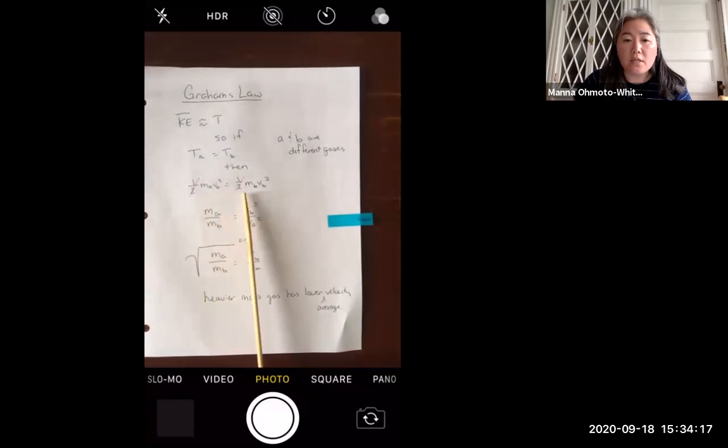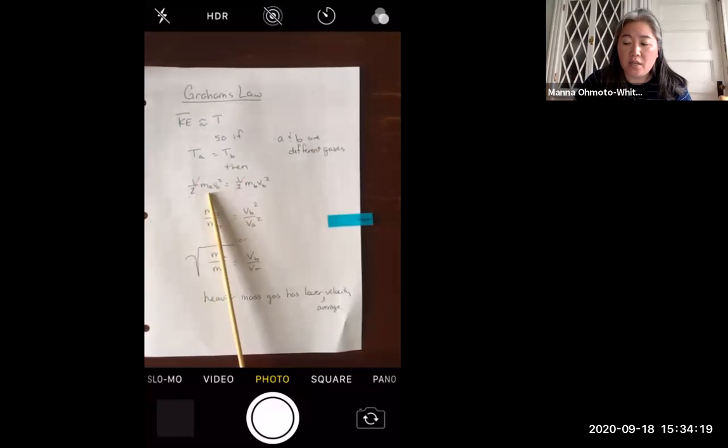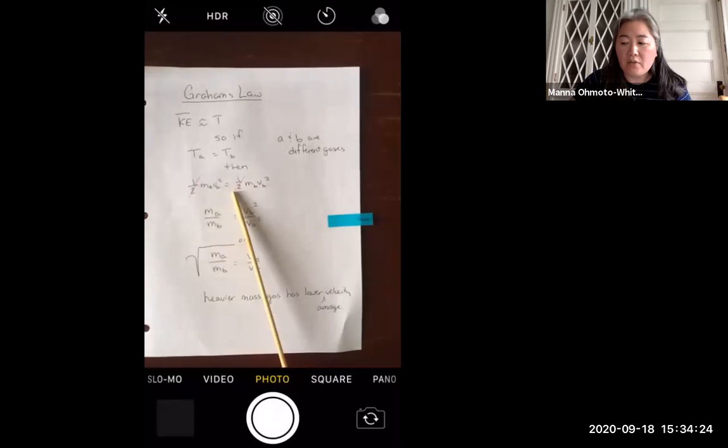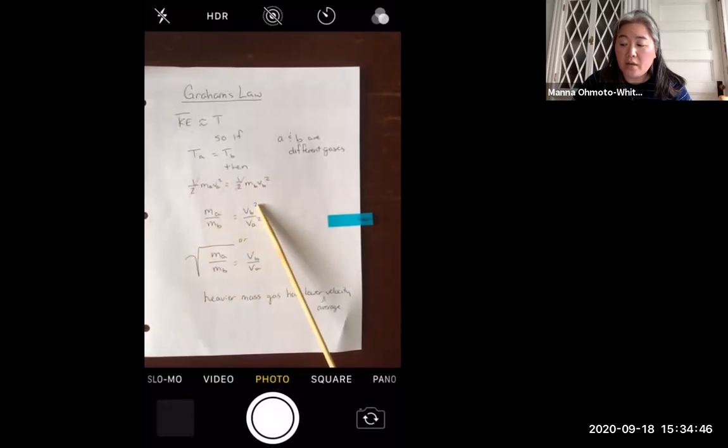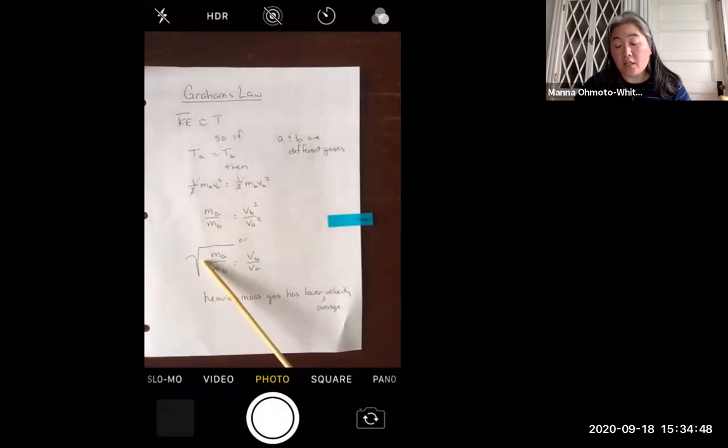Now their masses aren't necessarily the same, so I have to be strict and say the mass of A times the velocity of A squared times 1/2 is equal to 1/2 times the mass of B times the velocity of B squared. Well, they both have 1/2 in the equation, so I can cancel them out. And I can think about the proportion. The mass of A over B is inversely proportional to VB squared over VA squared. Or I can take the square root of both sides and say the square root of the mass of A over mass of B is equal to VB over VA.